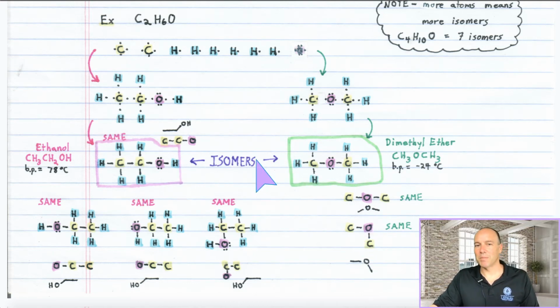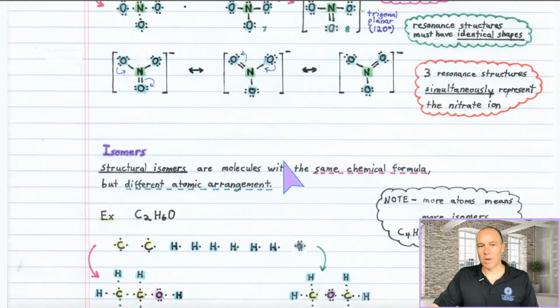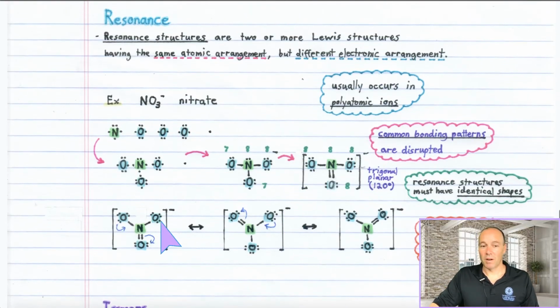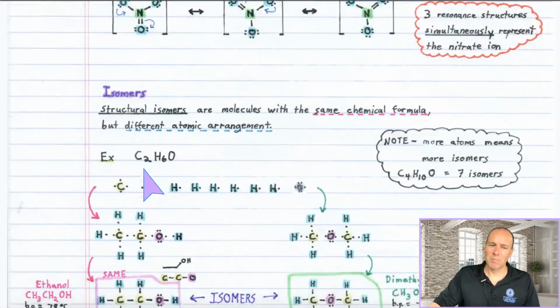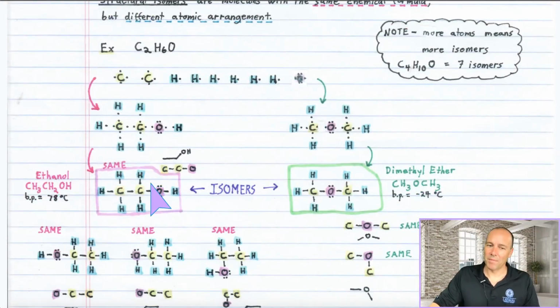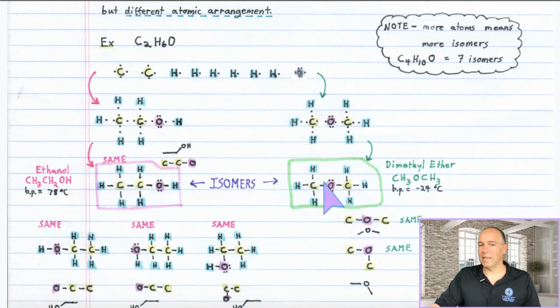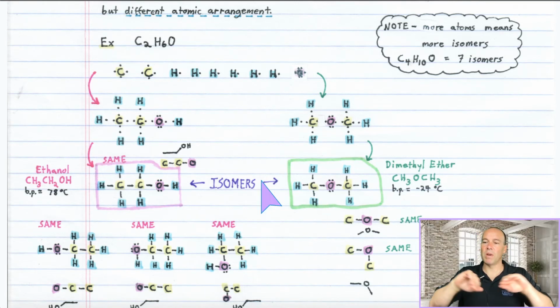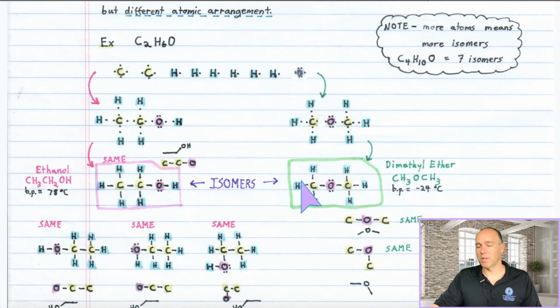So that's isomers. Resonance structures are all representing the same thing. There are just different ways to draw the electrons on the same atomic arrangement. But isomers are where you actually do have different structures completely. Different atomic arrangements completely now. They share the same chemical formula, but have different structures completely.